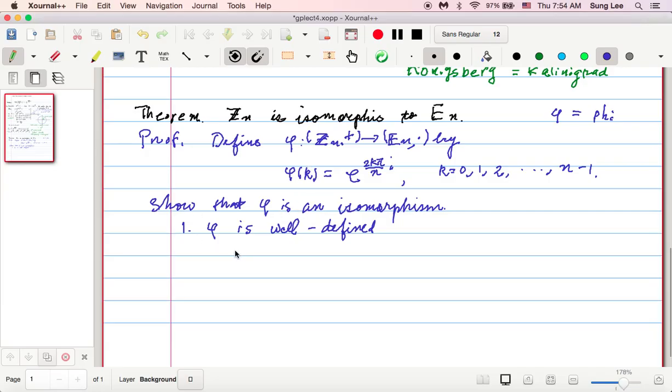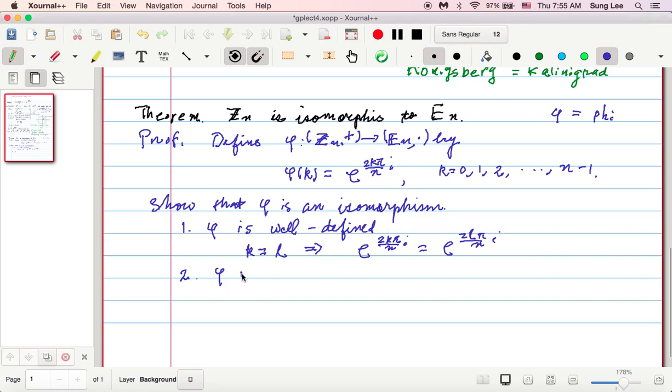So basically, what I mean by well-defined is: if k equals l, then e to the 2k pi over n i equals e to the 2l pi over n i. Okay, so that's clear. Both k and l are among those values.